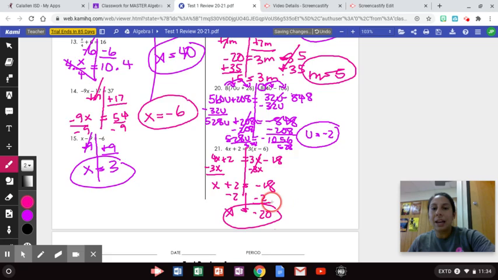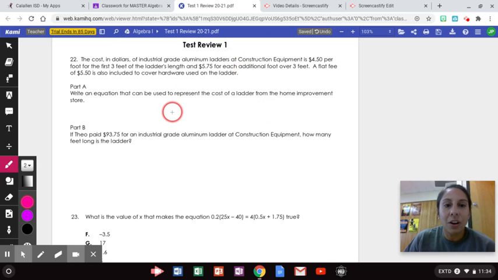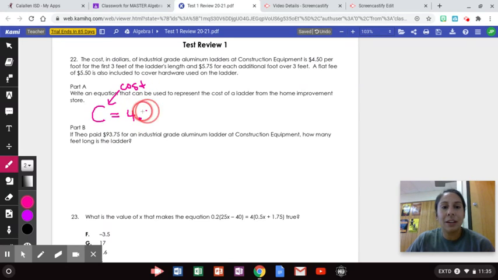Okay, let's look at problem 22. The cost in dollars of industrial grade aluminum ladders at construction equipment is $450 per foot for the first 3 feet. So we're going to have to pay, I'm going to use an equation. My equation is the cost. I'm going to use C to stand for the total cost that we have to pay. So the cost is $450 for the first 3 feet. So 450 times 3, because it says per foot for the first 3 feet. So I multiplied by 3.